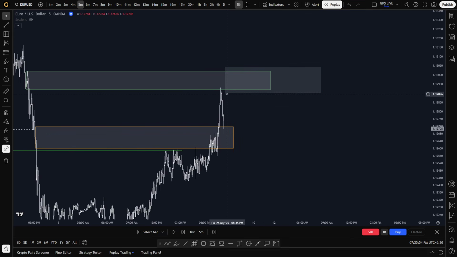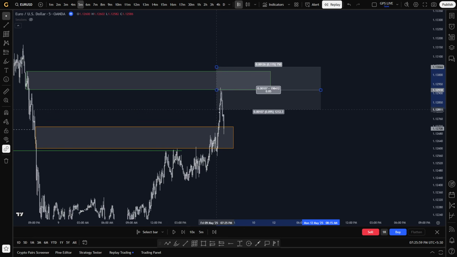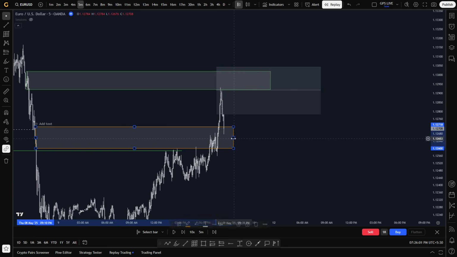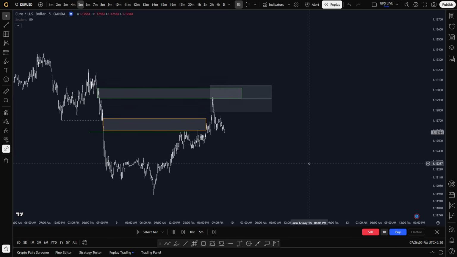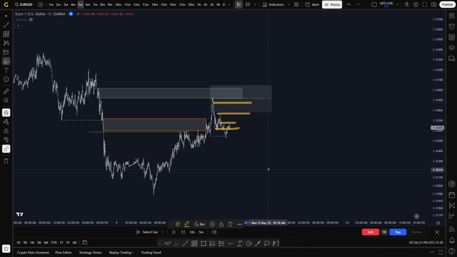Okay, so now we got mitigated in our extreme order block. So let's wait and see what happens here. We got a choke. We got a choke right here. You can obviously take multiple entries here, second entries, third entries in these order blocks. Let's see what happens.